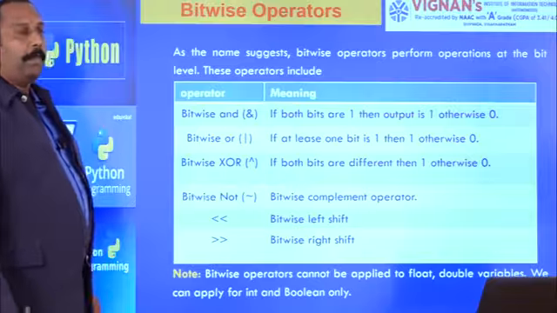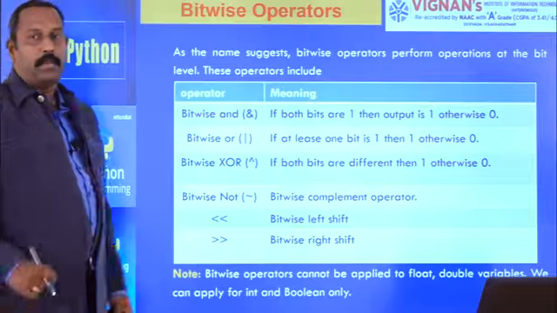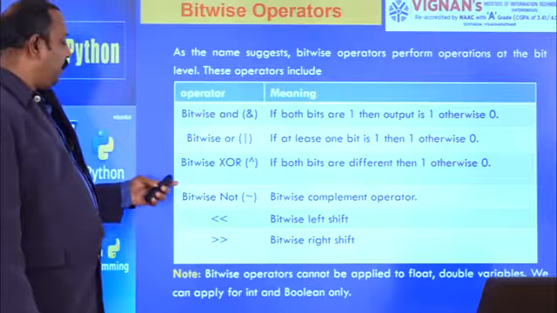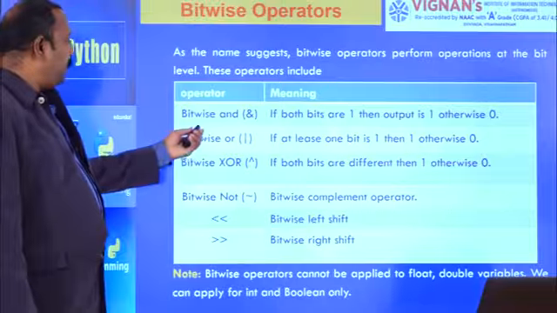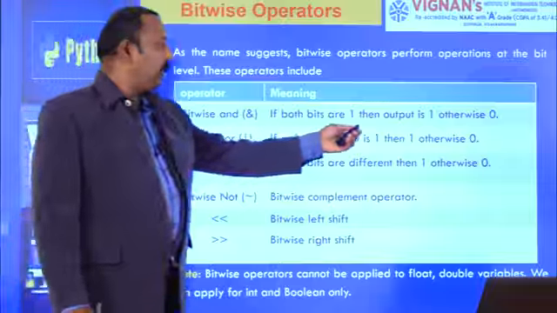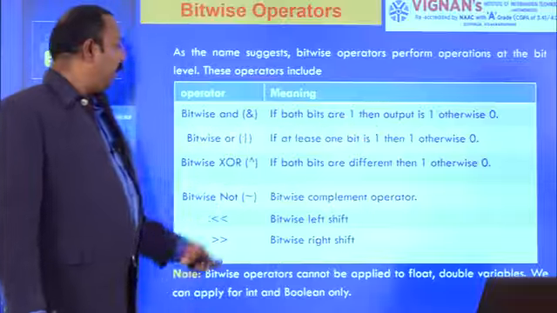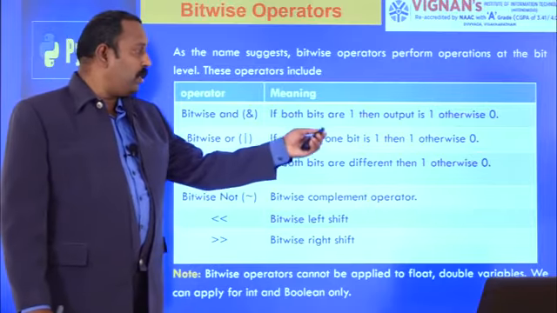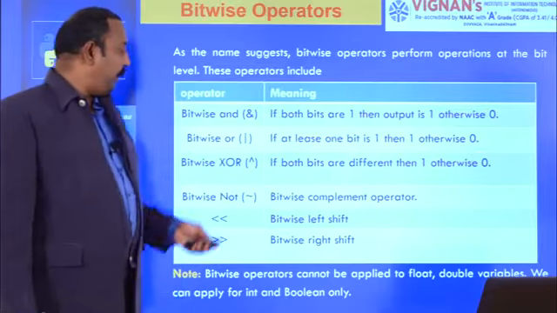Bitwise operators will perform operations in terms of bits only. These are the bitwise operators available in Python. One is bitwise AND: if both the bits are 1, then the output is 1, otherwise 0. Bitwise OR: if at least one bit is 1, the output is 1, otherwise 0.